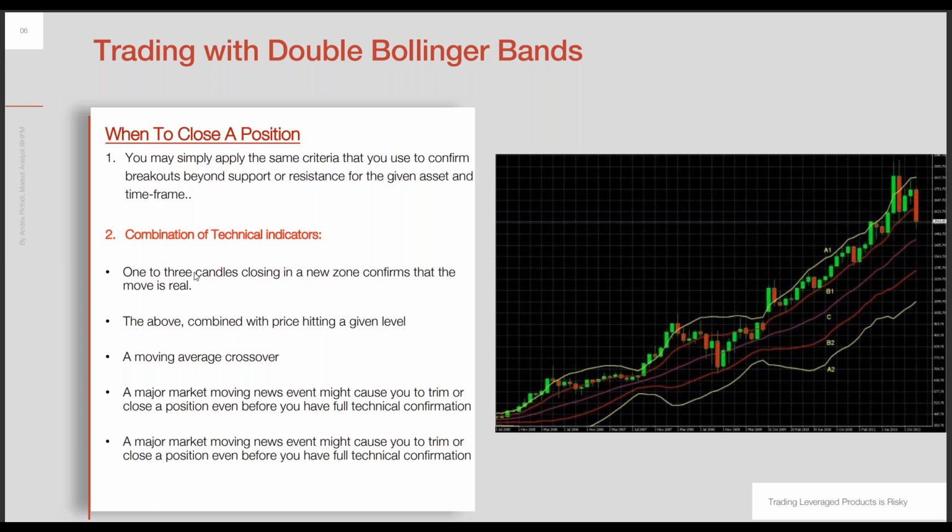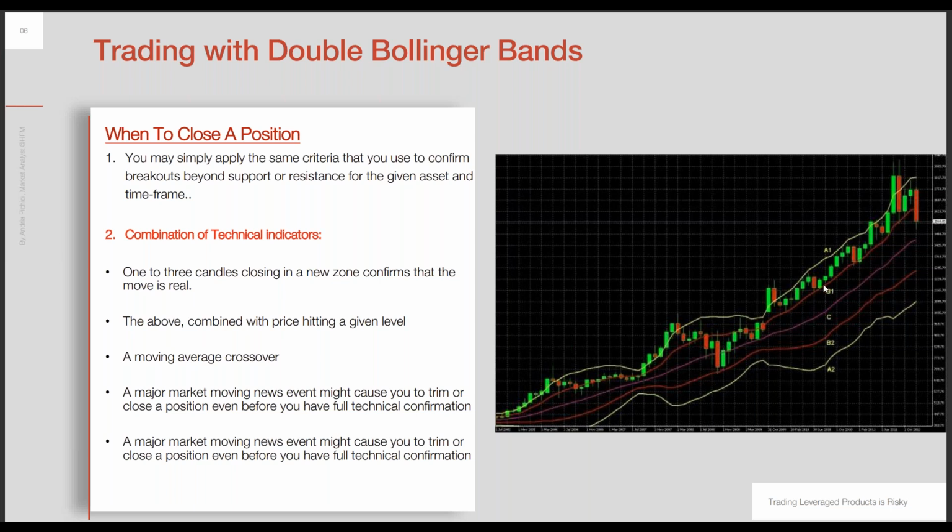1 to 3 candles closing in a new zone confirms that the move is real, right? Look at that. 1, 2 doji, 1, 2, 3 correction. So 1, 2, 3 closing in the new zone, within the zone. Sorry, my bad. So 1, 2, 3. It's clear anyway.